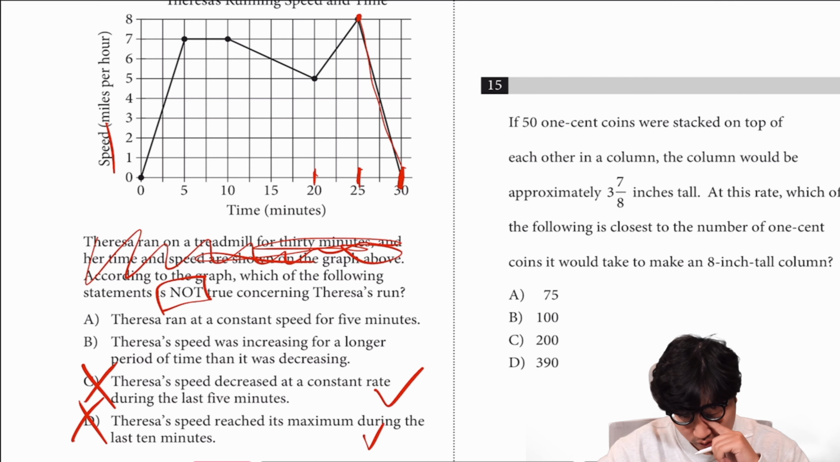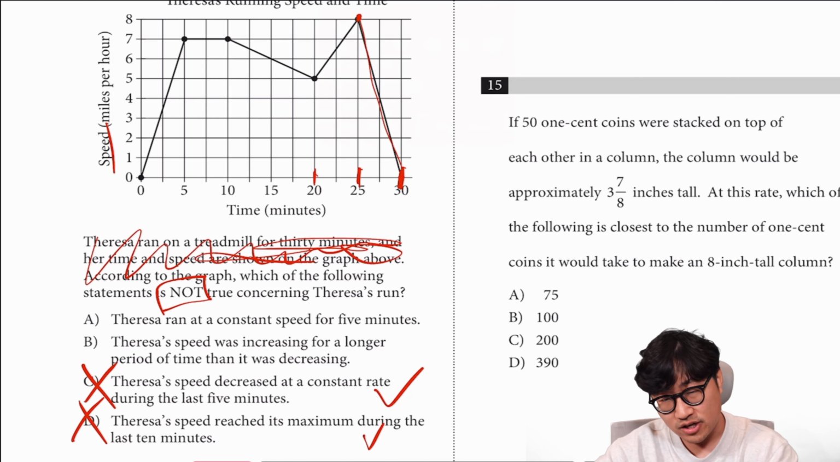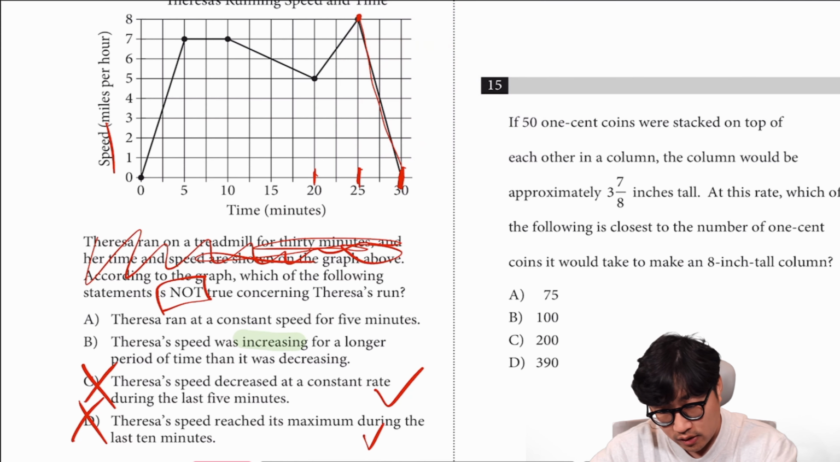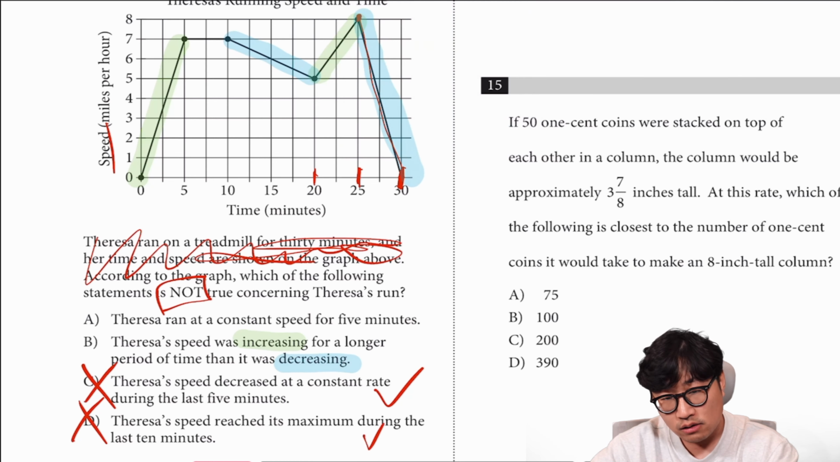B. Teresa's speed was increasing for a longer period of time than it was decreasing. Well, let me check that because I would have to check that one. So I'm going to do increasing with a green. Let me just highlight this. So that would be increase right there. That'll be increase right there. And then I'm going to do decreasing with blue. So decrease and decrease.